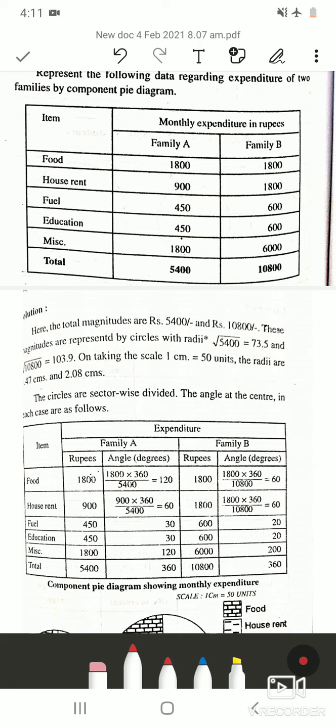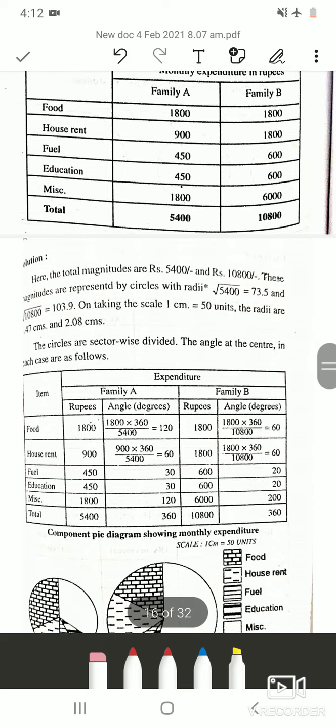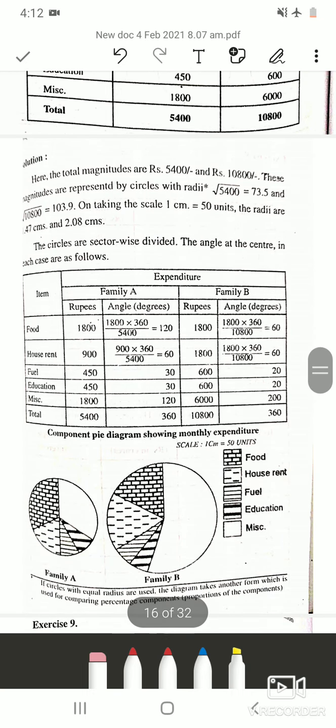Similarly, do it for family B, which is 1800 into 360 divided by its total, which is 10800, which turns out to be 60 degrees. For each component, find the given values in terms of degrees, and when you add them, it should be equal to 360 degrees because the circle is of 360 degrees. Just like in percentage, whenever you add each component, the total should be 100. Similarly, for a pie chart, it should be 360.